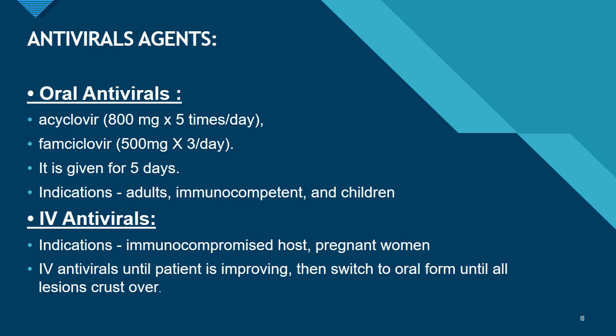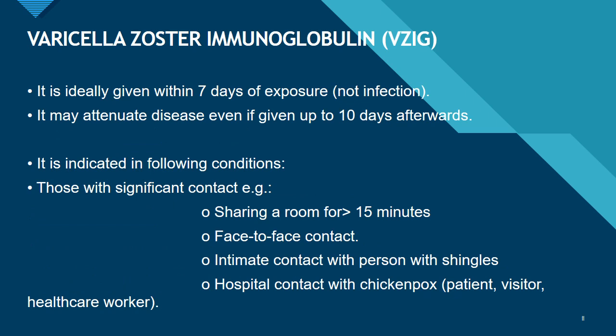IV antiviral until patient is improving, then switch to oral form until all lesions crossed over. So immunoglobulin is ideally given within 7 days of exposure, not infection. So if you get exposed from a patient suffering from chickenpox, within 7 days of that exposure, you can get immunoglobulin. It may attenuate disease if given up to 10 days afterwards.